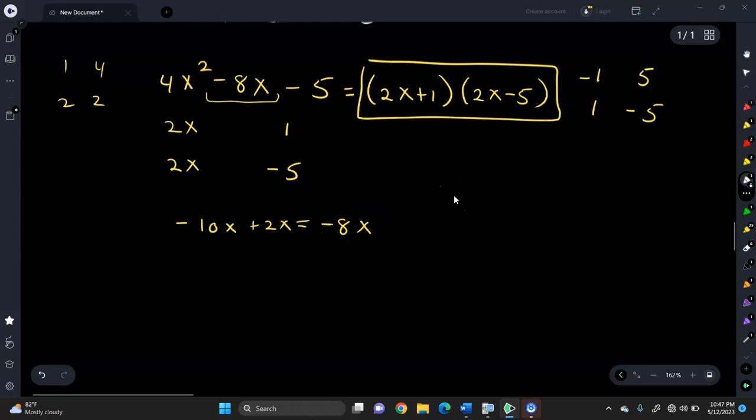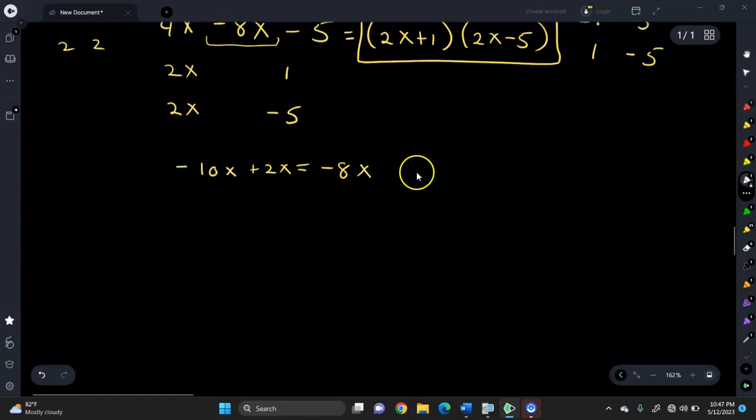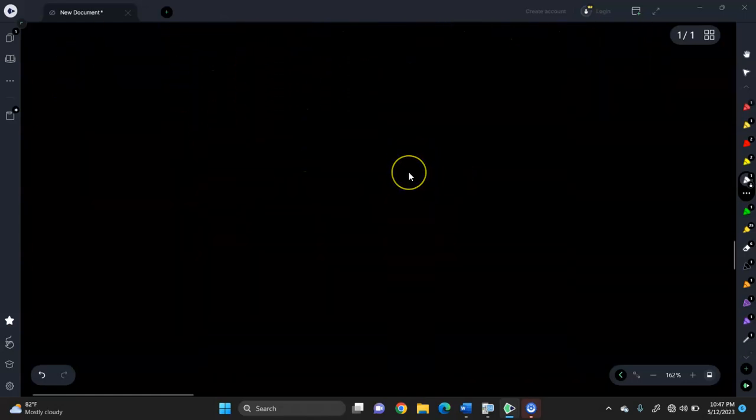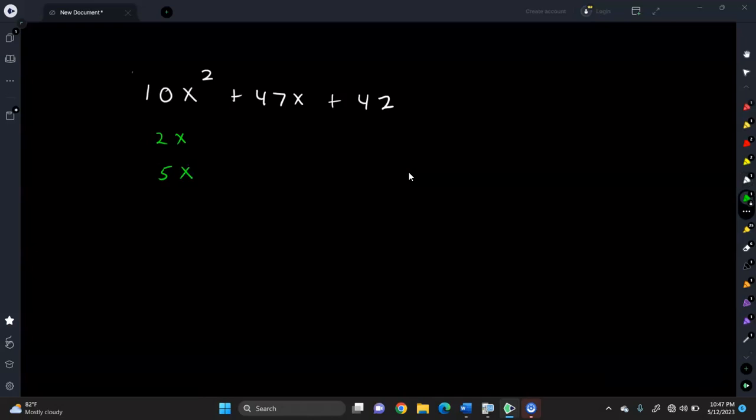Okay, let's look at another one. Here we have 10x squared plus 47x plus 42. So for 10x squared, I'm going to try the 2x and the 5x. If that doesn't work, then I'll go to 10 and 1.